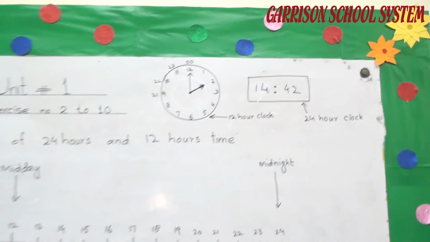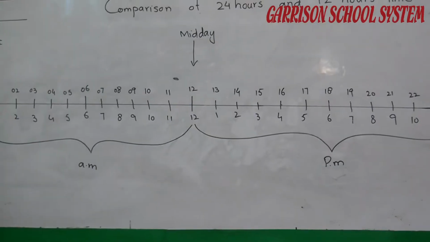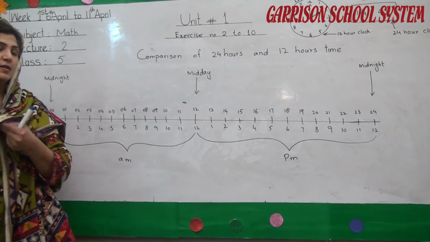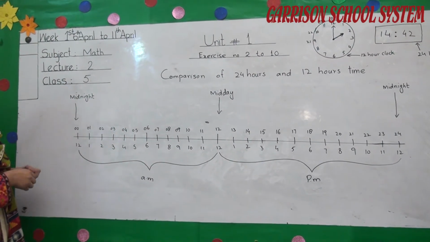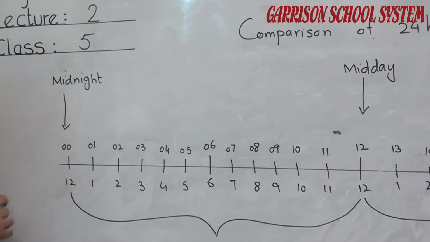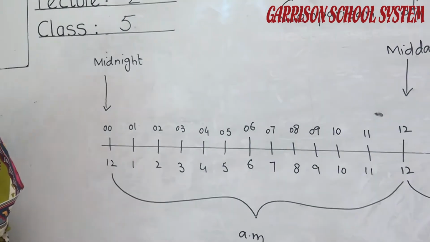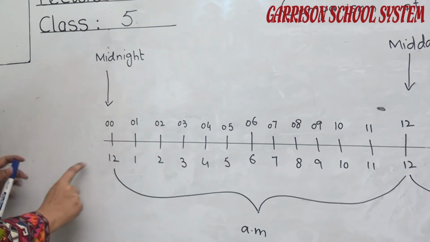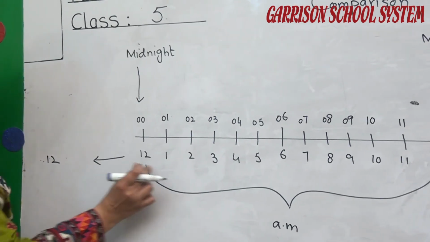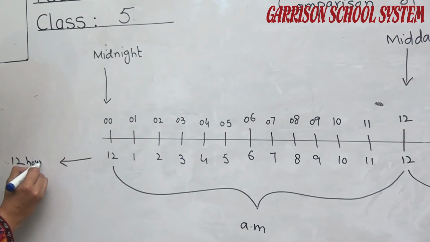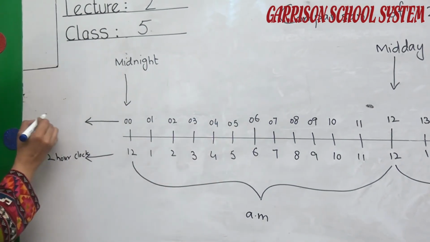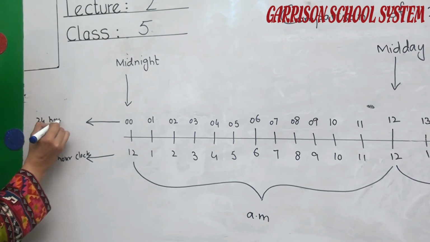We can explain this through this chart. Students, have you seen this chart on the board? This is a table to explain it to you. Students, this is midnight, at 12 o'clock. This represents the 12-hour clock, and these numbers represent the 24-hour clock.